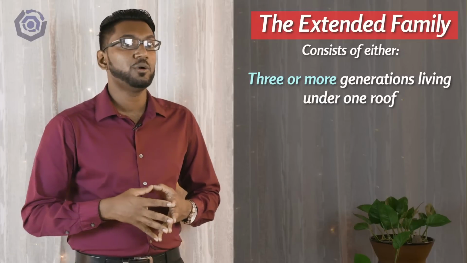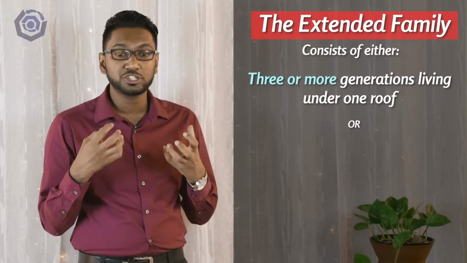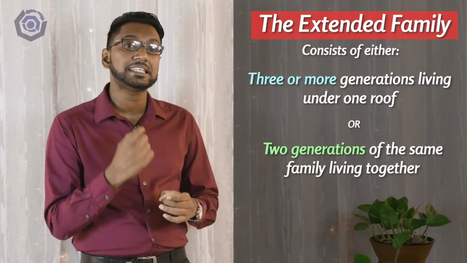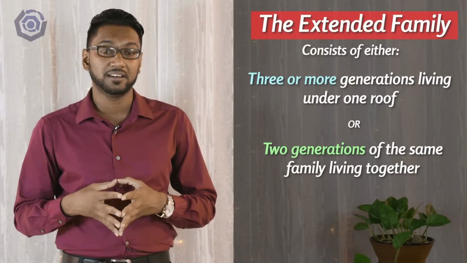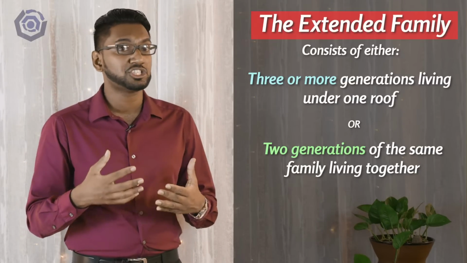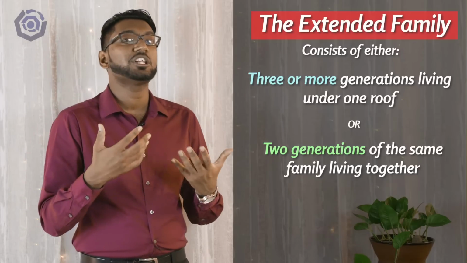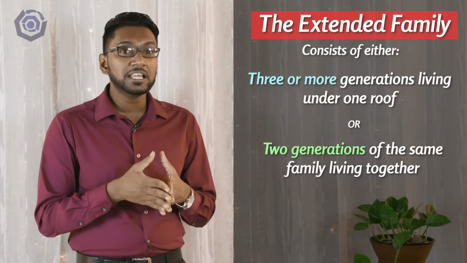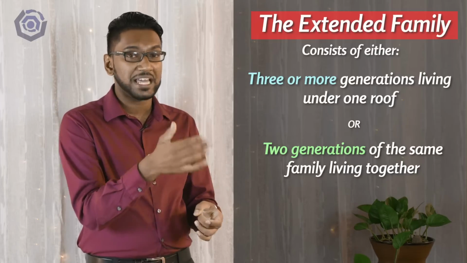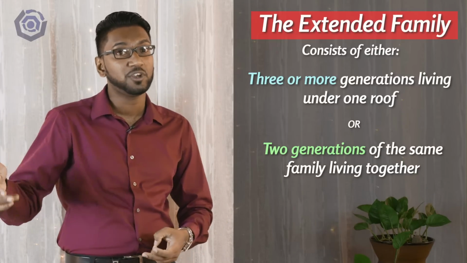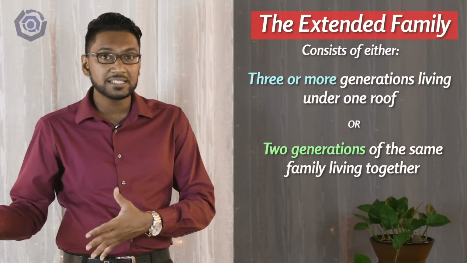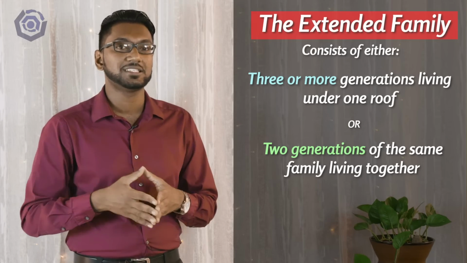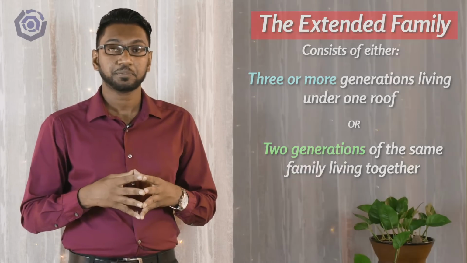generation. Now, an extended family can also be formed by having two generations of the same family living together, including parents and their child or children living with other members such as aunts, uncles, and cousins. So if you're living with your parents and your dad has a brother or sister living with you and they have kids, then that would be an extended family because two generations are living together.